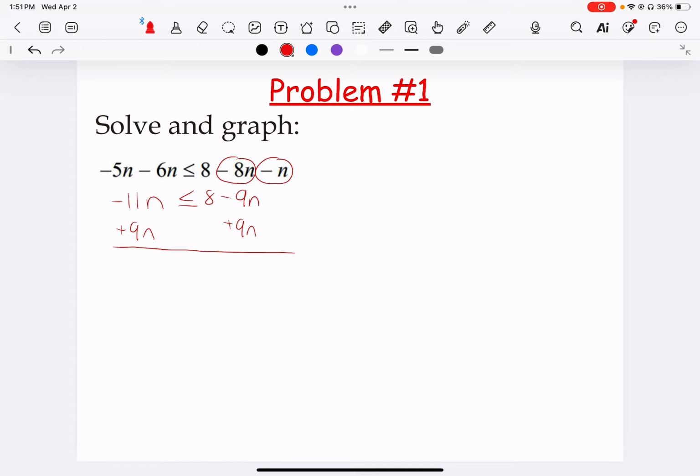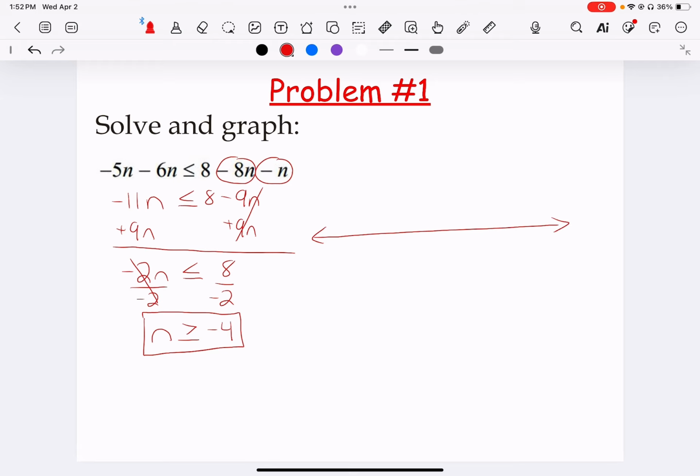When I add 9n to both sides, I'm left with negative 2n is less than or equal to 8. And the negative 9 plus 9 cancels out. Now to get rid of this negative 2, I'm going to divide both sides by negative 2. The negative 2's cancel out, I'm left with n. Since I divided both sides of the inequality by a negative number, I'm going to flip my sign. So I have greater than or equal to, and 8 divided by negative 2 is negative 4. So that would be my final inequality for my answer. N is greater than or equal to negative 4.